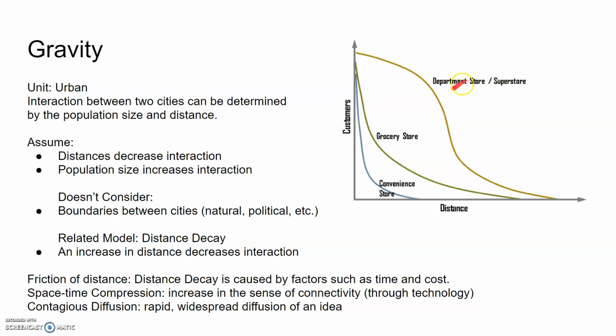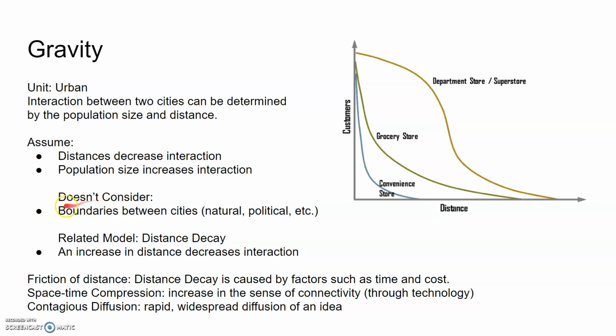So let's say we're more likely to go further for a superstore. Let's say we're more likely to go further for Lenox Mall than we are maybe to go for a CVS, because there might be one that's closer and there's less likely to be a Lenox Mall somewhere other than Atlanta.